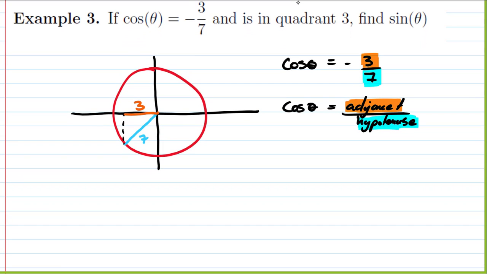So it's worth noting the 3 must be negative. The reason that the 3 must be negative is in quadrant 3, both x and y have to be negative. The hypotenuse can never be negative.